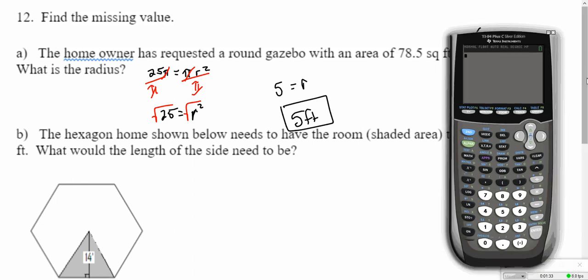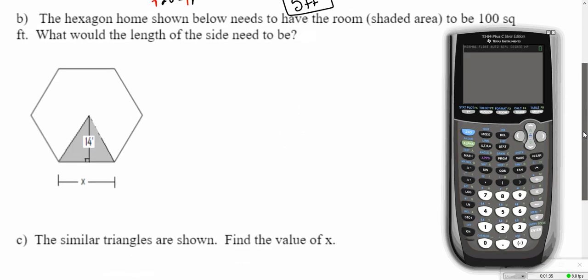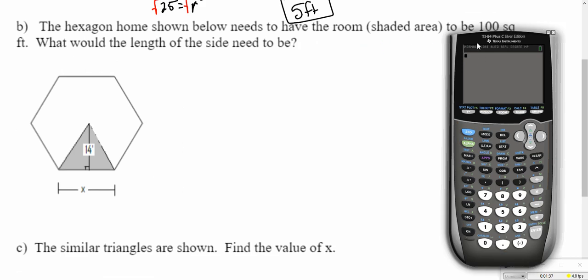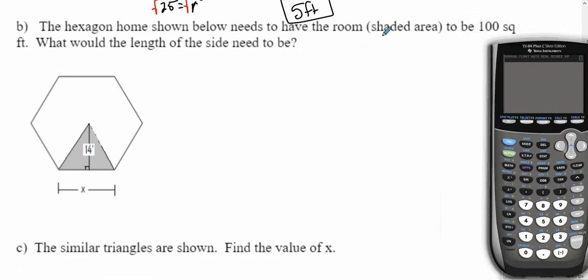Okay. The next one here, the hexagon home shown below needs to have the room, the shaded area, be 100 square feet. What would the length of a side need to be? Well, I'm going to ignore the hexagon and just think about this. I want this triangle to be 100 square feet. So the formula for the area of a triangle is 1/2 times the base times the height.